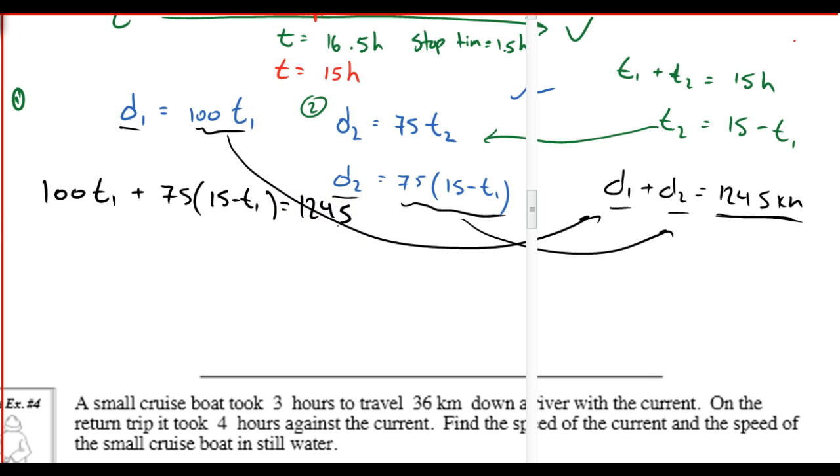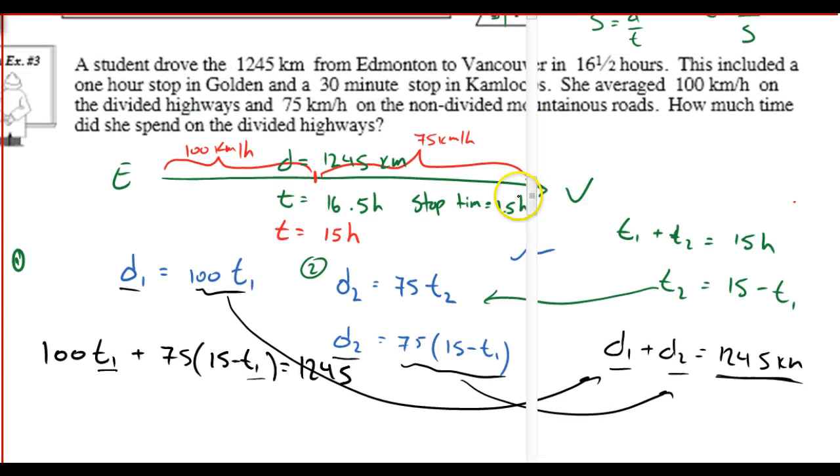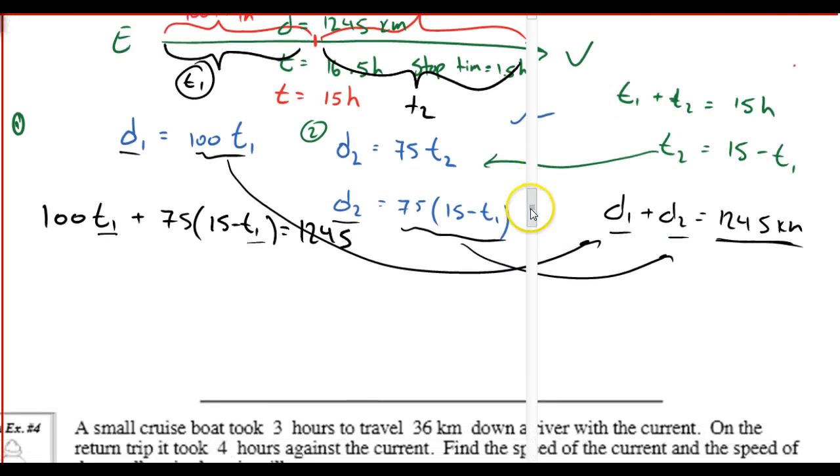And now finally, after all that substitution, I have one equation and only one unknown variable, and that's T1. T1 is what I'm looking for, because T1 is the first part, and this is going to be T2. The question says, how much time did she spend on the divided highways? And that is T1. So once I solve for T1, I'll basically have my answer. Let me go ahead and do that.